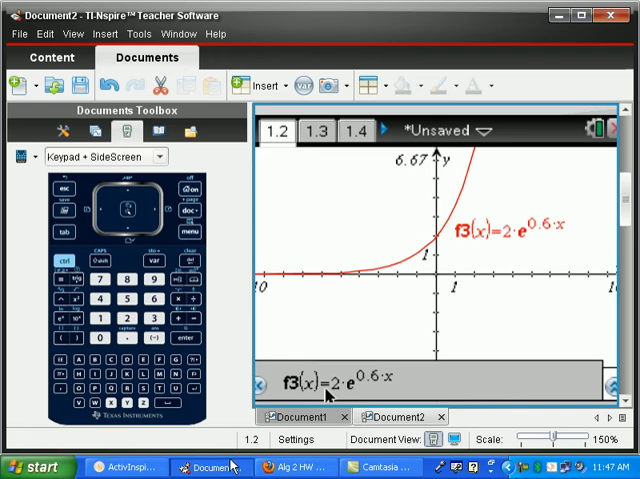And here you are. Exponential growth. Everyone should try this. If you're watching the video at home, please try this. Y equals 2e to the 0.6x. Make sure that you are using the correct E button. You can't just type the letter E. You must use the special button. Otherwise, it won't know what you're referring to. Okay.